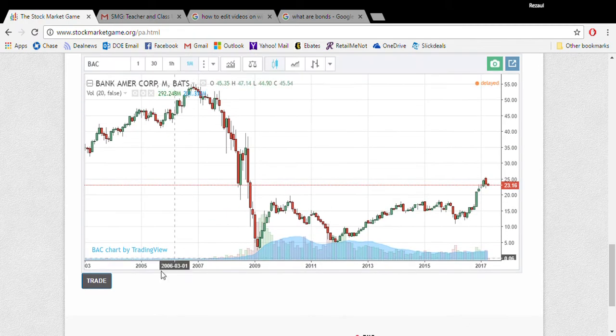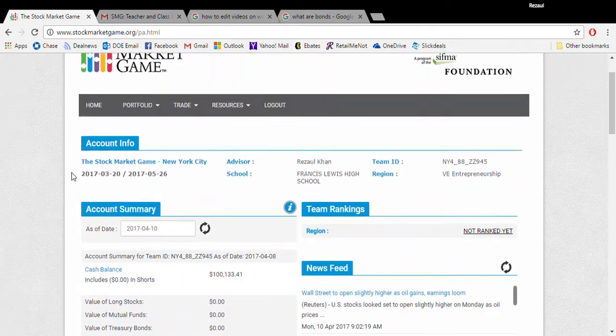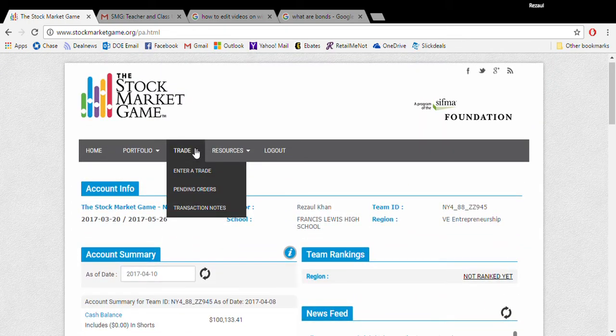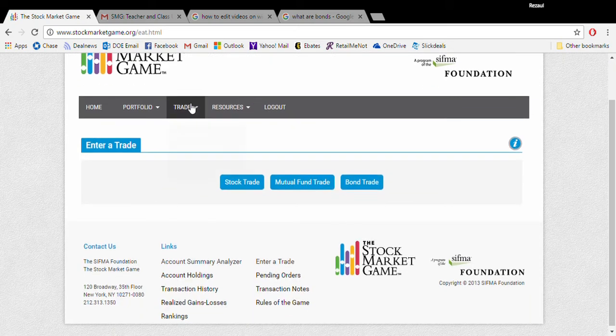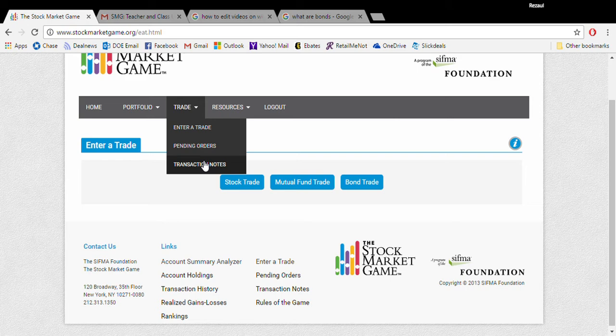Now, if you are sure that this is the stock you want to place a trade on, you click on trade here, or we could have just gone to the trade menu, put your mouse over it, and it will give you the option to enter a trade. Click on enter a trade. This is where you also look at your pending orders and your transaction notes. If one of your orders didn't go through, it will tell you why. If some pending orders still need to be satisfied, you will see them here.